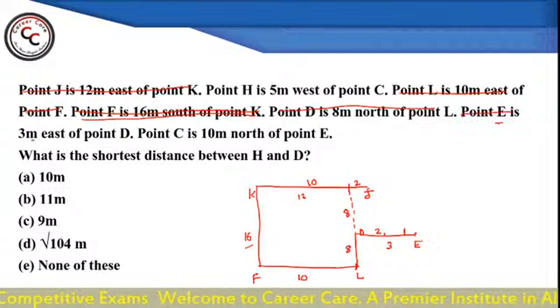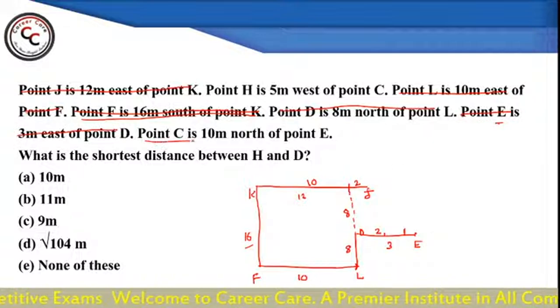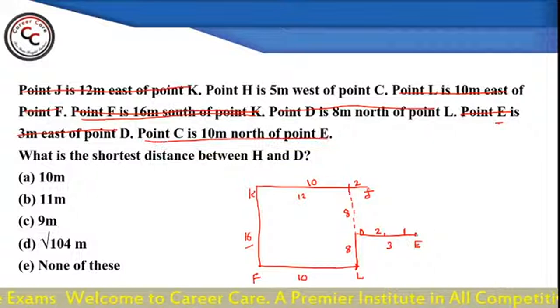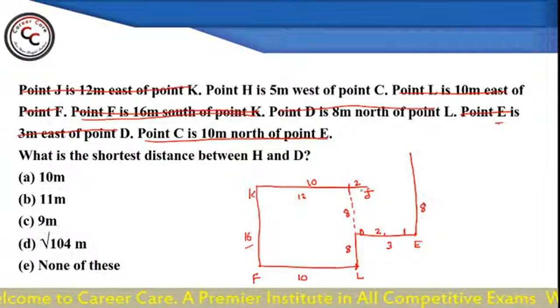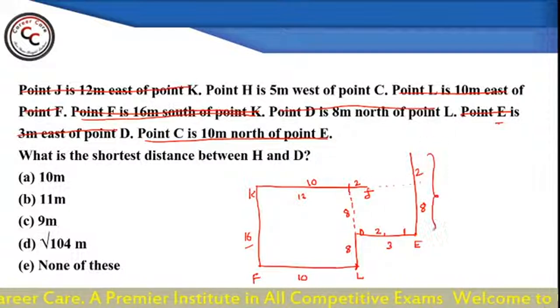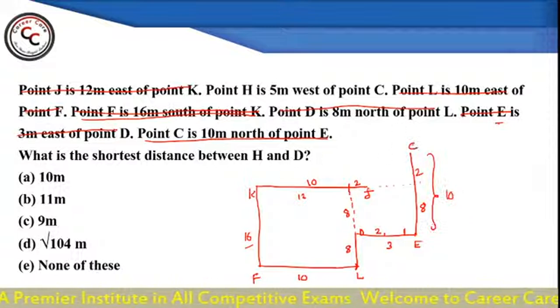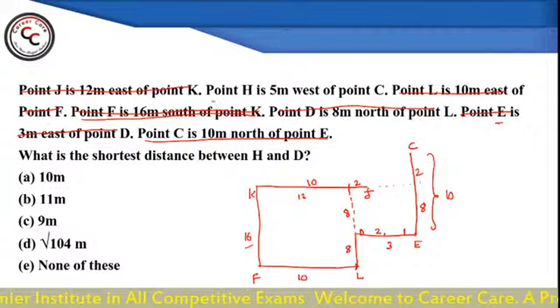Then point C is 10 meter north of E. So 10 meter north of E. So this is 8. This is 2. Provided 8 plus 2 equals to 10. So point C is 10 meter north of E. Simple. Now one point is missing.